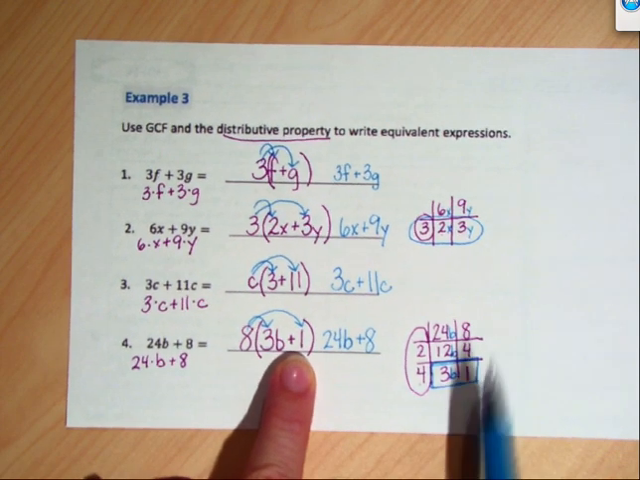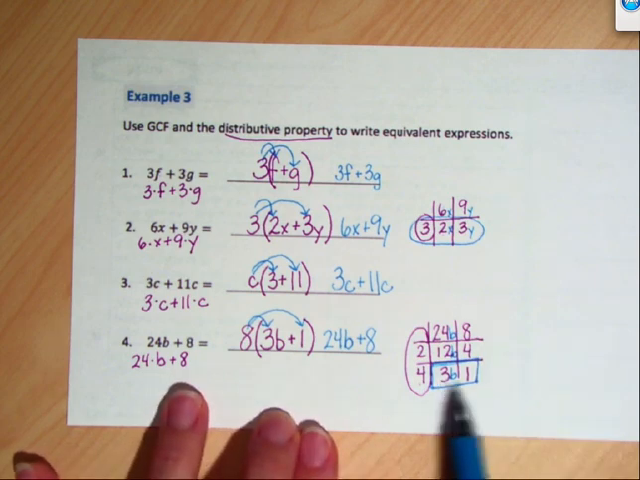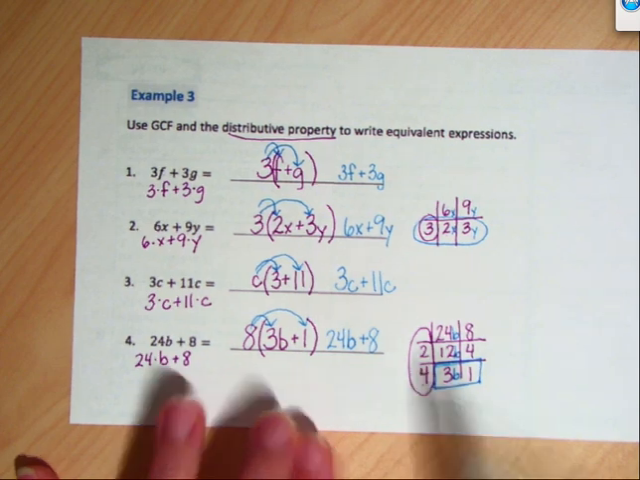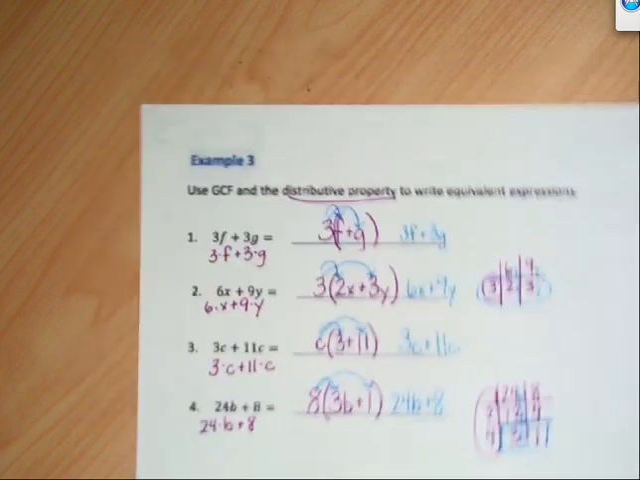So if you use the ladder method to find your greatest common factor, it should give you your distributive property equivalent expression down here. Isn't that great? Oh, I love tricks. All right, well, that concludes our very long lesson for today.